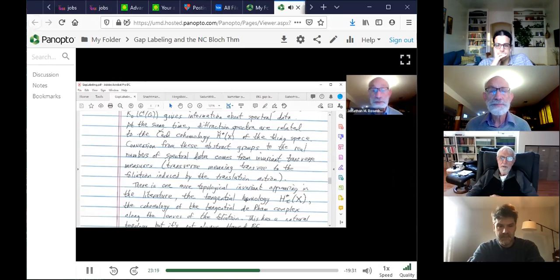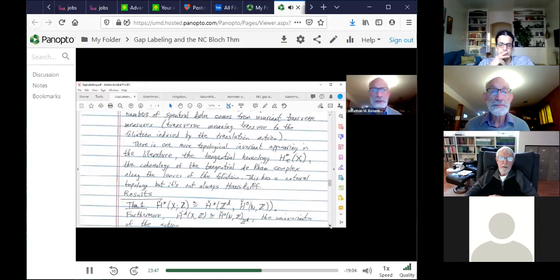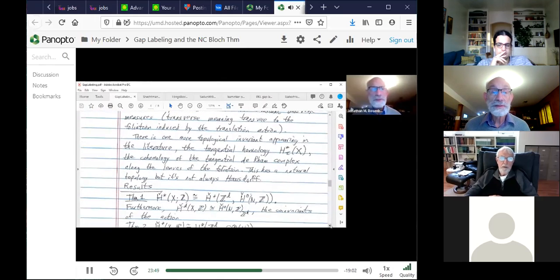In the literature, this is called the tangential cohomology. It also goes under the name of tiling cohomology. And this should be cohomology, not homology here. That's the cohomology of the tangential de Rham complex along the leaves of the foliation. And that has a natural topology, but it's not always Hausdorff, as it turns out. And so here are some of our results. So now we'll finally get to some new facts.